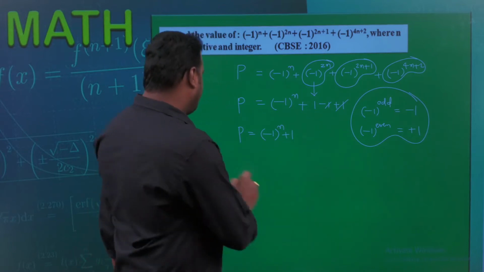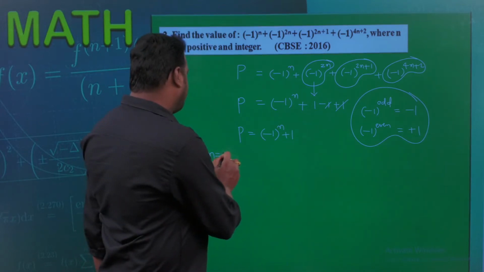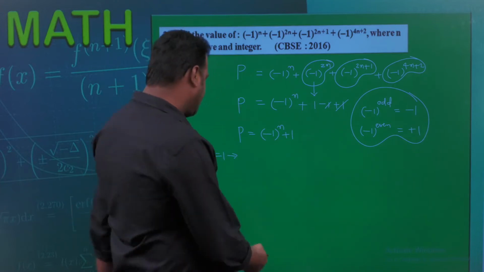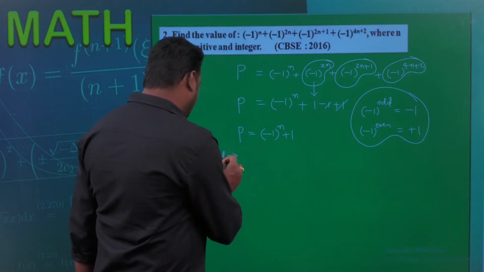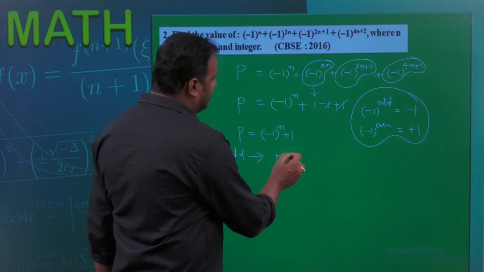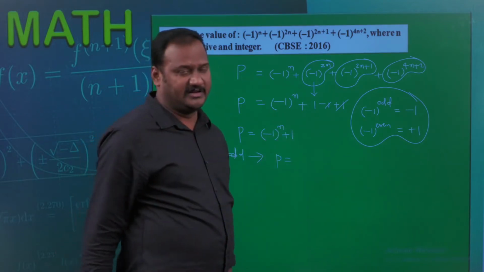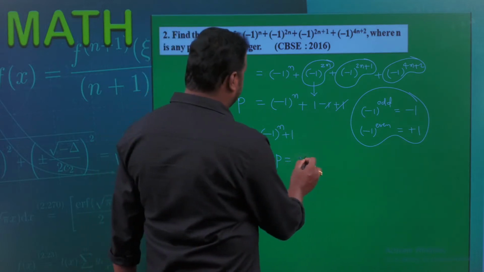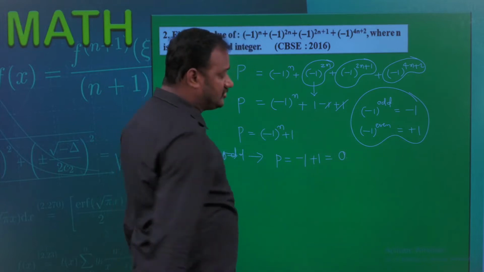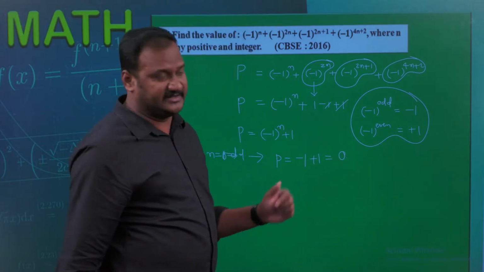Now, let us go by even and odd, right? So, when n is odd, P is equal to what? Minus 1 whole power odd number is minus 1, plus 1. Minus 1 plus 1 is equal to 0. So, for n odd, it is 0.